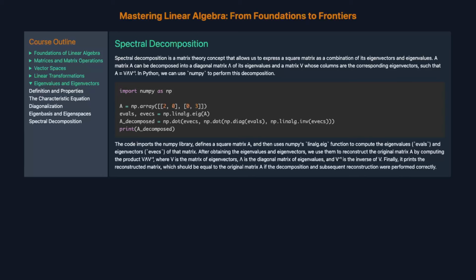The code imports the NumPy library, defines a square matrix A, and then uses NumPy's linalg.eig function to compute the eigenvalues, evals, and eigenvectors, evecs, of that matrix. After obtaining the eigenvalues and eigenvectors, we use them to reconstruct the original matrix A by computing the product V L V^-1, where V is the matrix of eigenvectors, L is the diagonal matrix of eigenvalues, and V^-1 is the inverse of V. Finally, it prints the reconstructed matrix, which should be equal to the original matrix A if the decomposition and subsequent reconstruction were performed correctly.